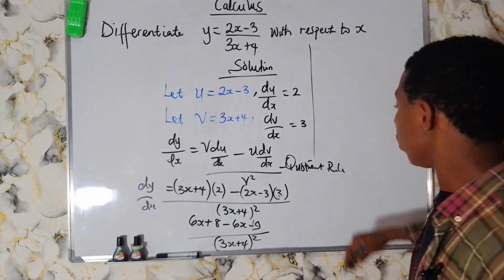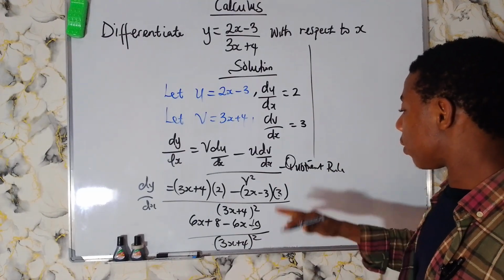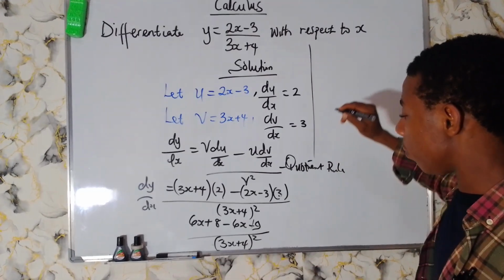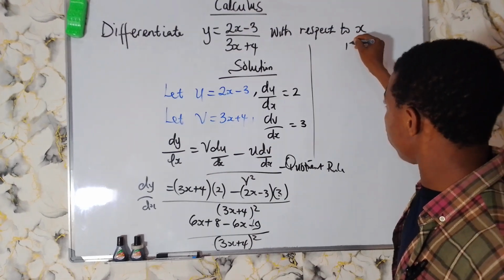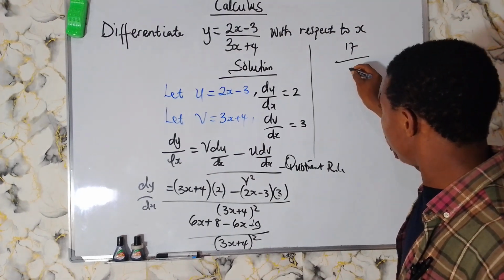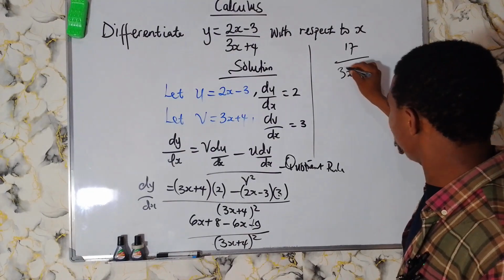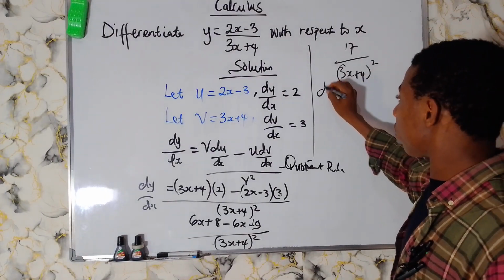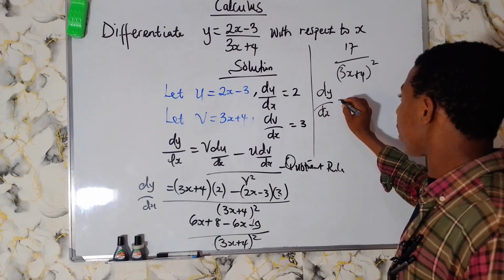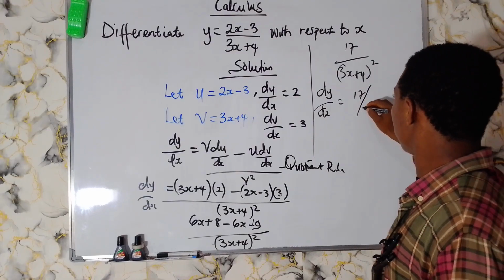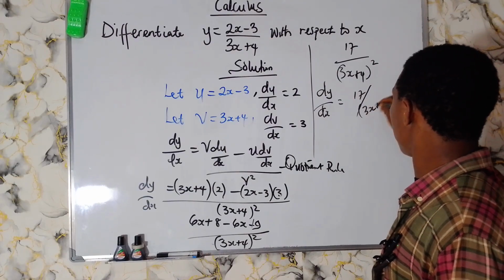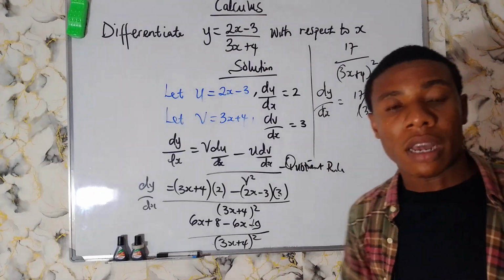Now look at this critically. You're going to see that we have 17 over (3x plus 4) all raised to power 2. So dy/dx equals 17 over (3x plus 4) squared. And this is the correct answer to this question.